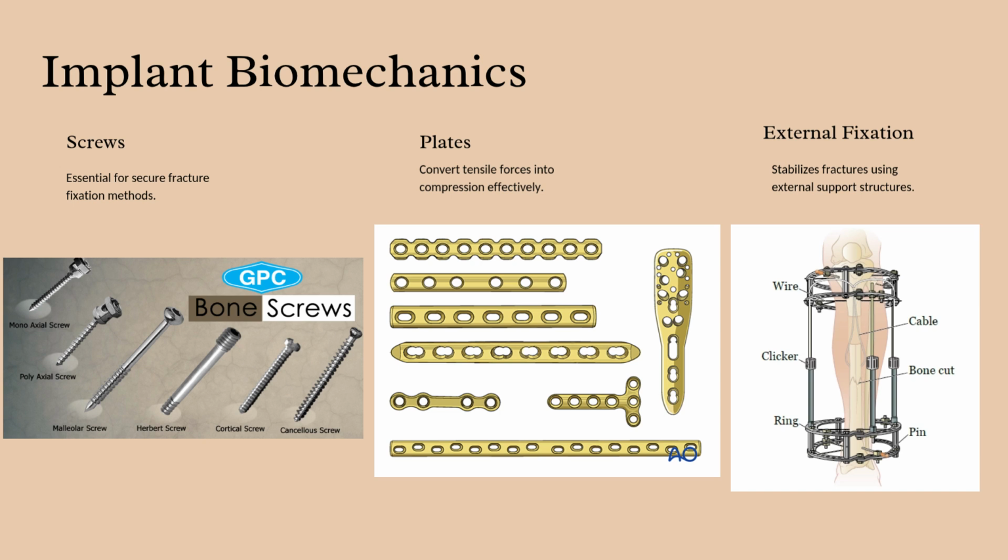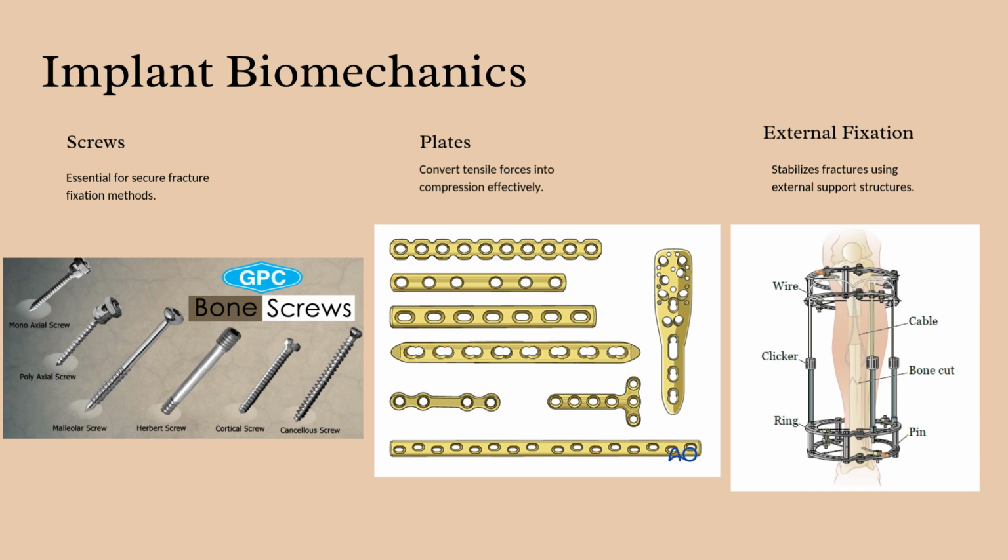Their main job is to compress bone fragments together, creating stability and promoting bone healing. In some fractures, especially small or simple ones, screws alone may be enough to hold the bone in place. Next, plates. Plates act like an internal splint attached to the surface of the bone. They are fixed with screws and help convert tensile forces into compression, stabilizing fractures that cannot be controlled by screws alone. Plates are especially useful in long bone fractures or areas where stronger support is required.